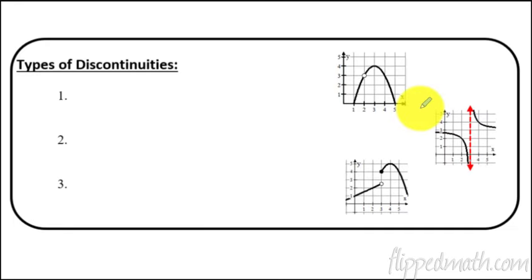The first one we'll talk about is what's just called a hole. A hole, and this graph matches that, a hole is considered removable. Why is it removable? Because if I filled in the hole, that would then make this graph continuous. So I could remove the discontinuity just by simply filling in that little hole right there. Okay, so first type is just a hole.